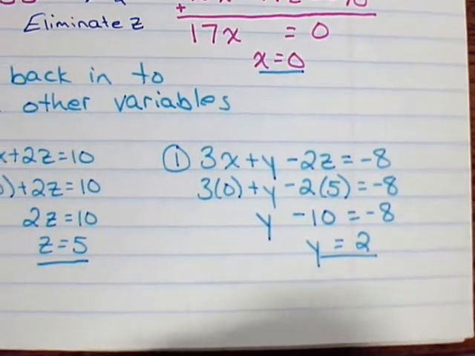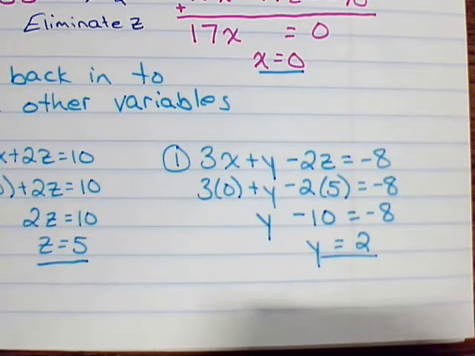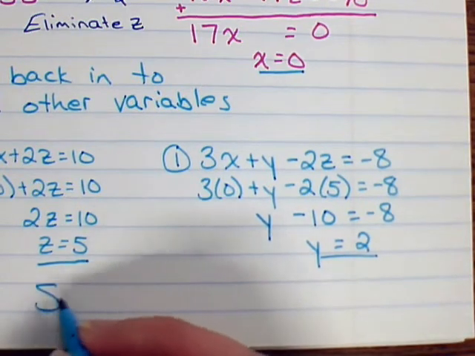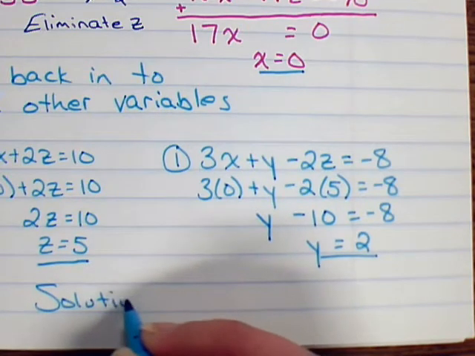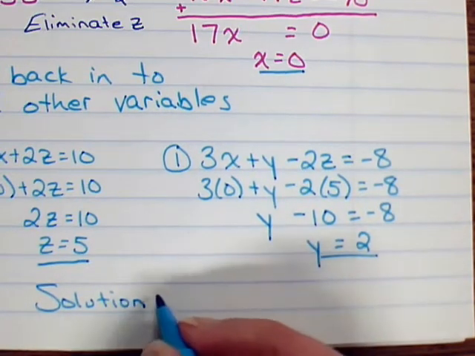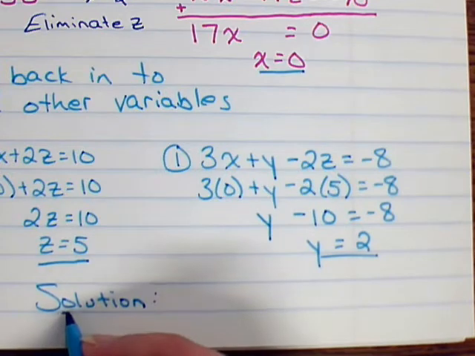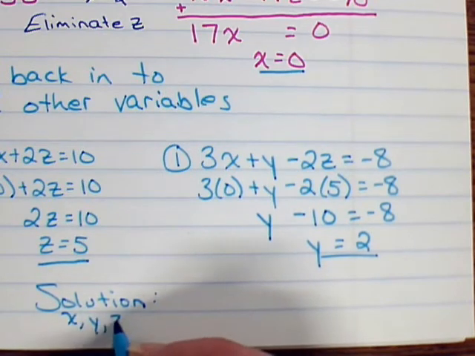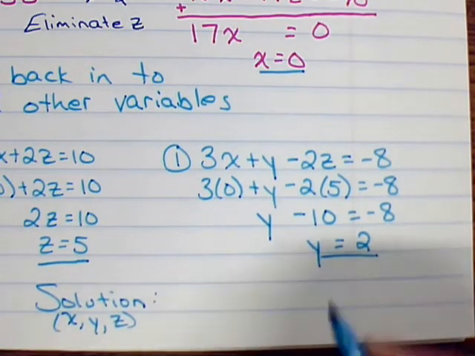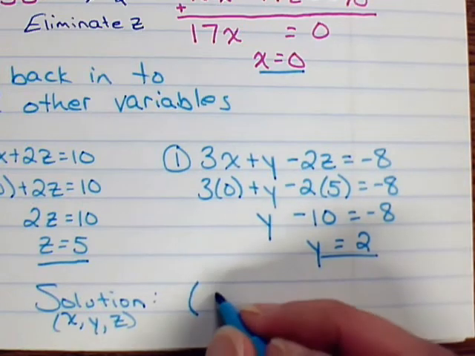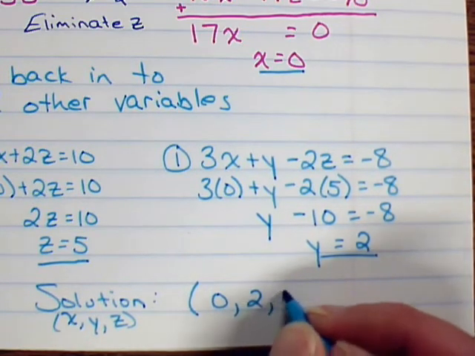Now, just like when you had 2 equations and 2 variables, and you just wrote it x comma y, our solution here is going to be a set of coordinate points, but this time it's 3. And believe it or not, we do x, y, z, alphabetical order. So our solution is going to be 0, 2, 5.